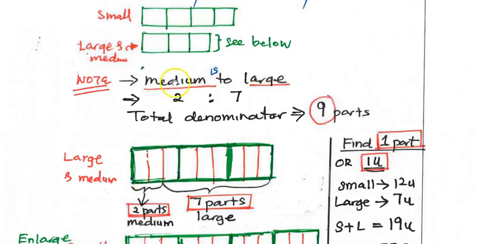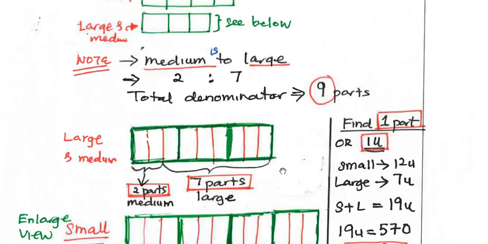Okay, so 2 parts here are medium. How do you know? Look here, medium is 2, large is 7. So medium is 2 small parts here, large is 7 parts out of these 3 boxes. Can you see? This large and medium egg has been re-divided into 9 parts. 2 are medium, 7 are large. Now getting easier, huh? Okay, let's get it down.